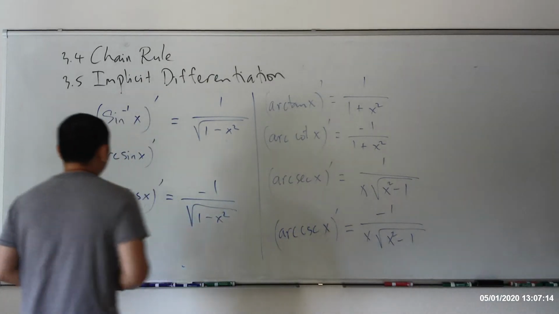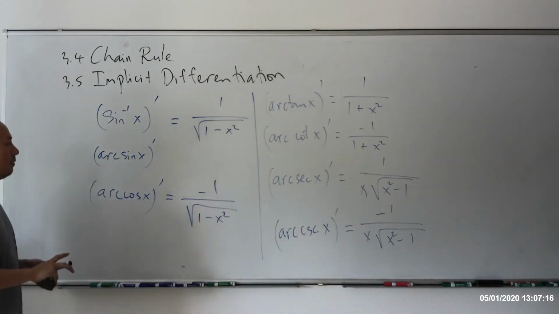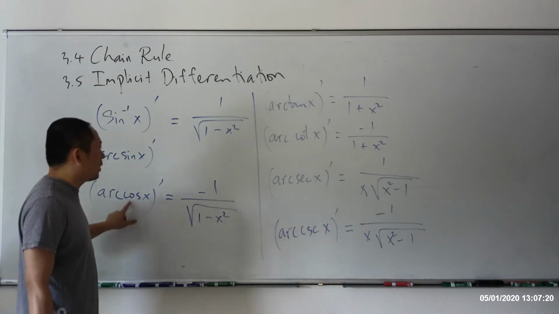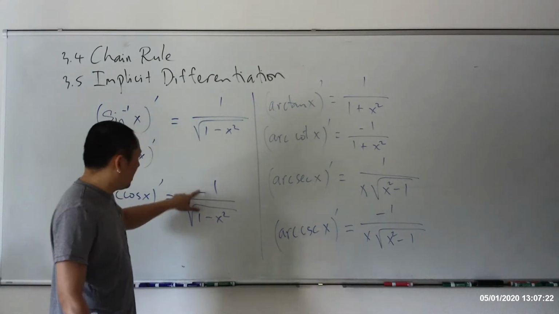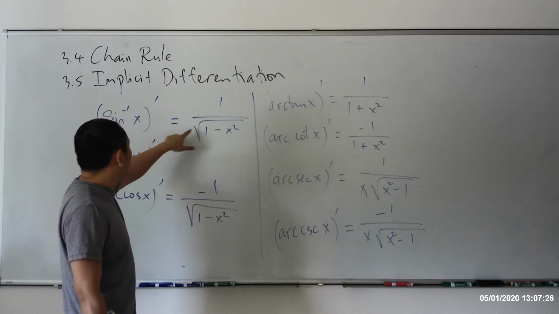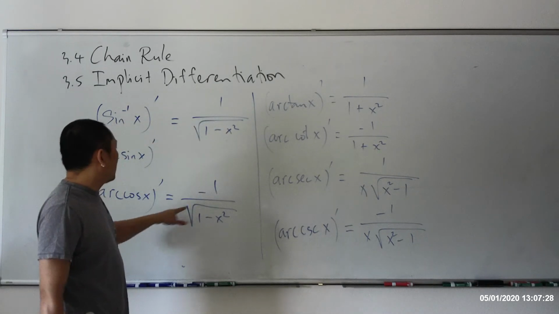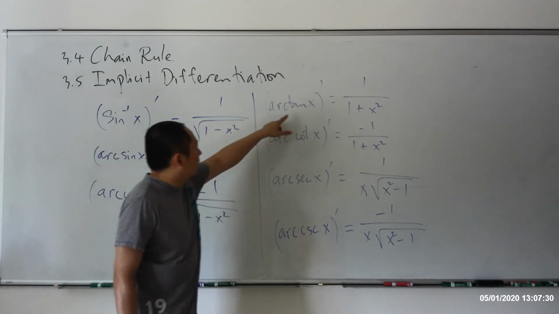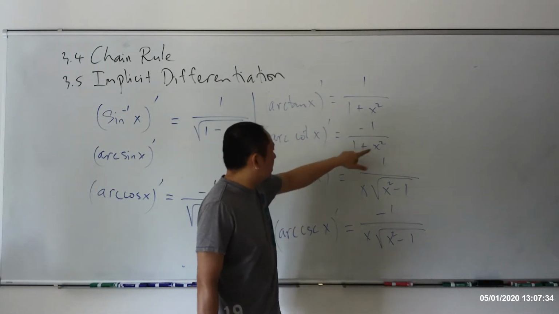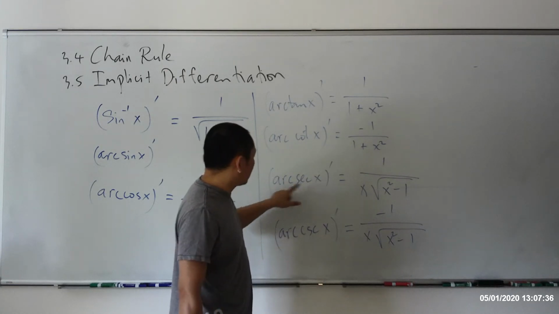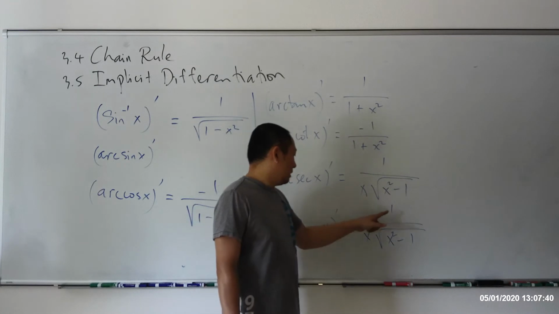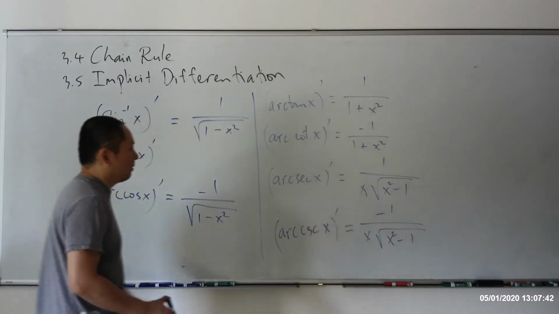You guys see the rules right here that help you to remember all of them. Whenever you have something with the co, like cosine, cotangent, and cosecant, you have a negative in front. So arc sine derivative is 1 over square root. So arc cosine is negative 1 over square root. Arc tangent is 1 over 1 plus x squared. So arc cotangent is negative 1 over 1 plus x squared. So arc secant is 1 over x square root. And then arc cosecant is negative 1 over x square root of x squared minus 1.